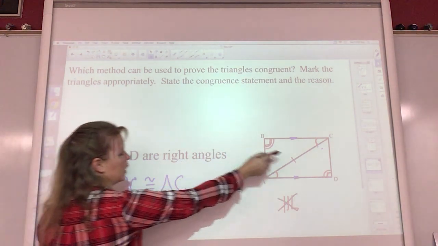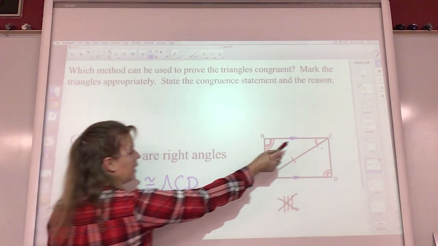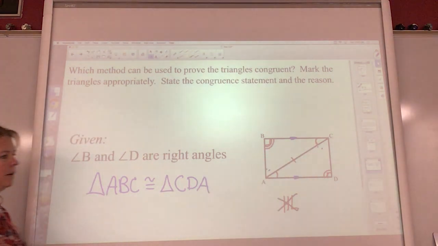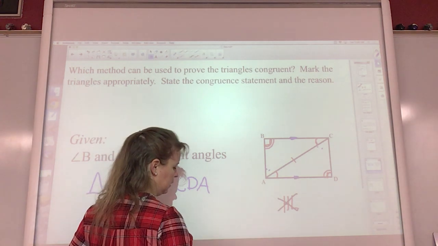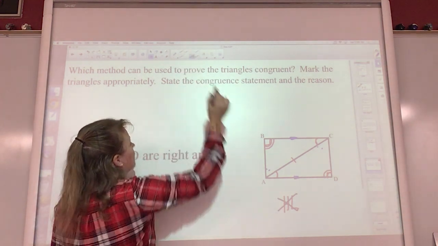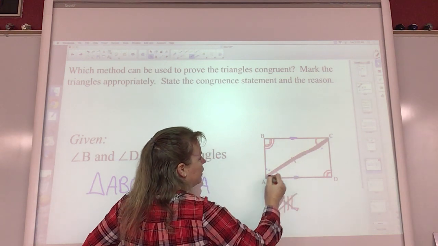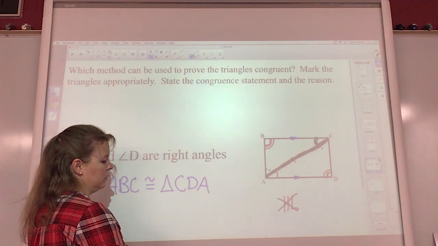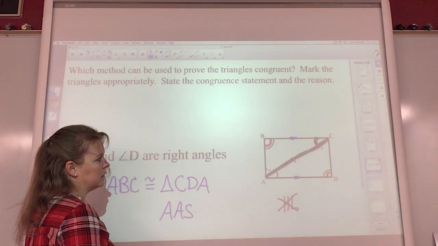The B from this triangle has a double arc with the D over there, and the C on the top triangle has a single arc, as does the A on the bottom triangle. Triangle ABC is congruent to triangle CDA, and our reason is, I'm going to trace this side. It only touches one of the angles right here, which means it is not an included side. If it's not an included side, it's angle, angle, side.